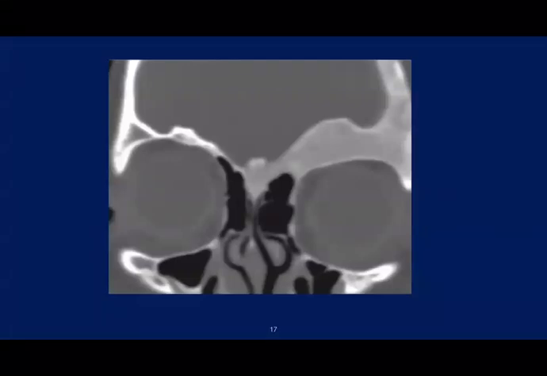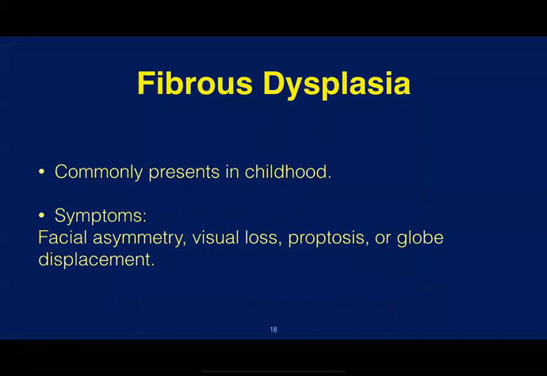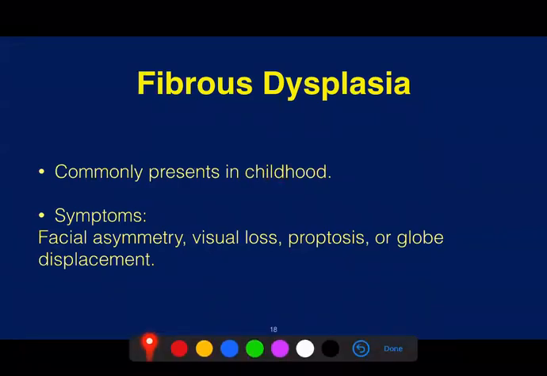Okay. Any differential diagnosis? Any similar condition that may simulate this CT scan? Leukemia, maybe. No, not leukemia. I'm not aware. Okay. So yes, this is fibrous dysplasia. It commonly presents in childhood. The most common symptom is facial asymmetry. However, they can develop visual loss, ptosis, or globe displacement, especially if the dysplastic bone is growing anteriorly.